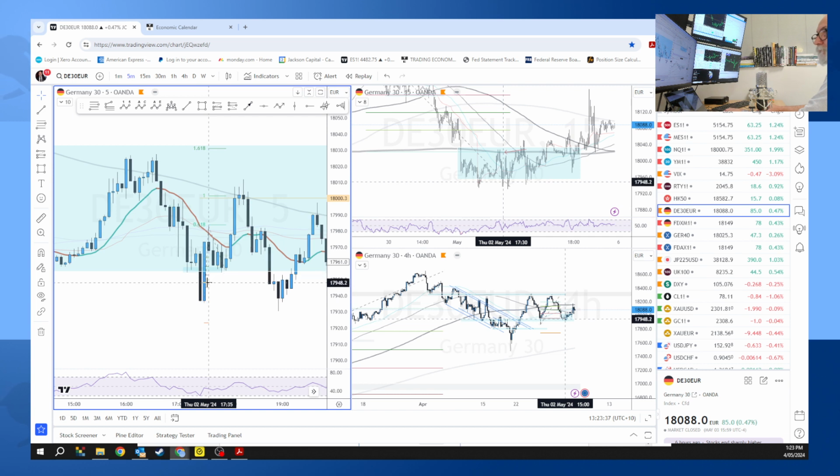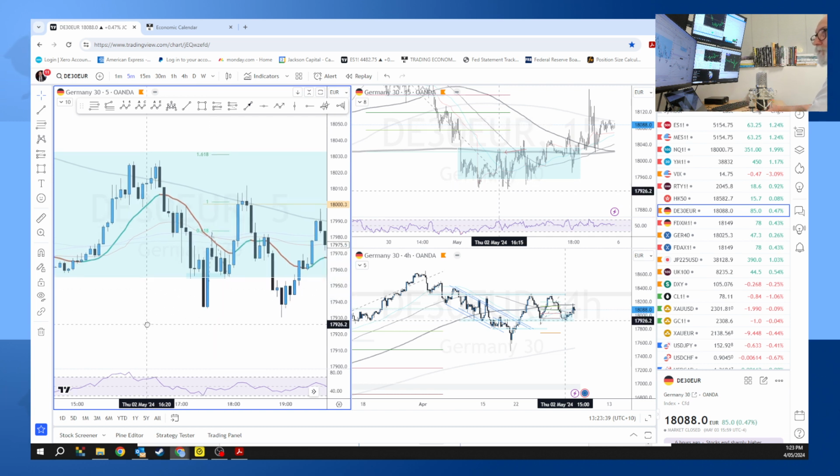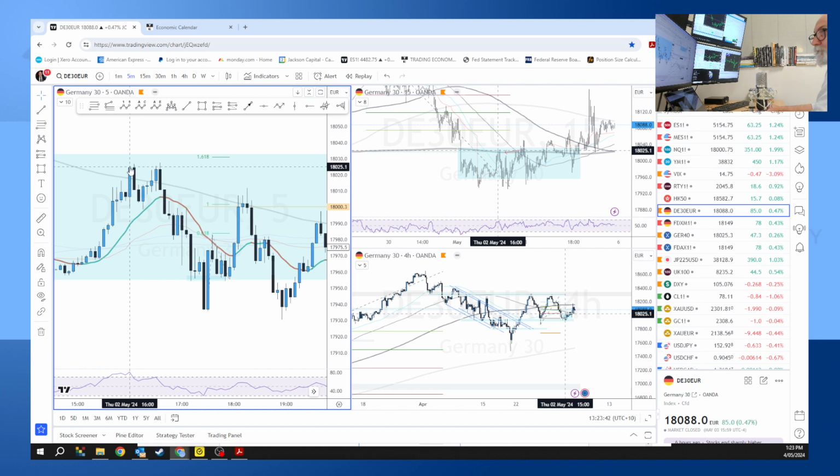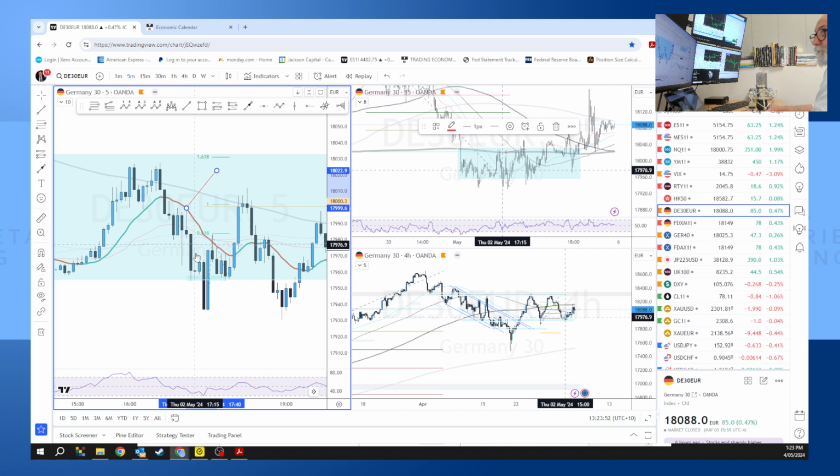Let me get rid of this. Okay. If we're going, there's a double top in there for starters. And then we've got open here. This is our open candle. And then there's our pullback into Lorentz, and off we go.